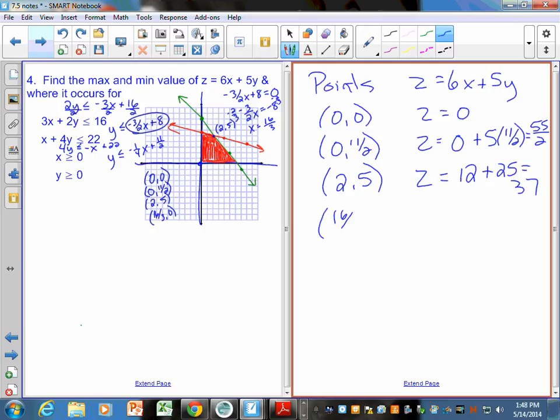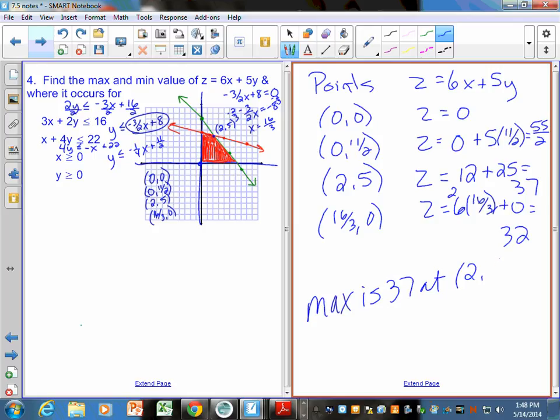And if you plug in 16 thirds and 0, you get 6 times 16 thirds plus 0, so that's going to be 32. 55 halves, that's not 30. So what is my biggest number? I can say that my max is 37, and it occurs at (2, 5), and my minimum is 0, and it occurs at (0, 0).